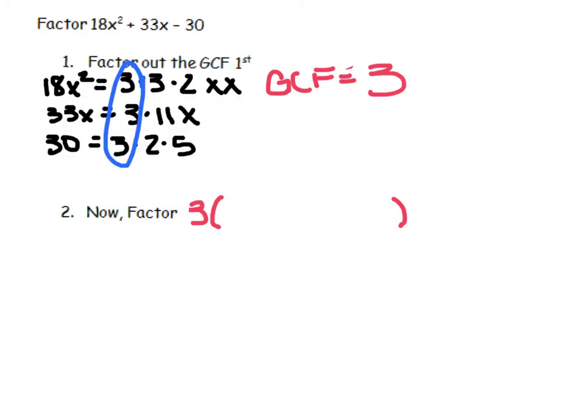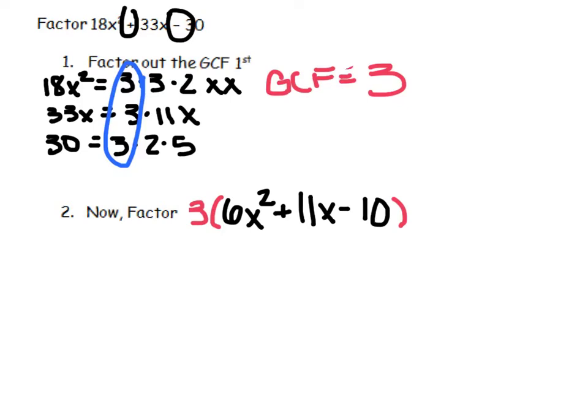Remember, what goes in the parentheses is everything we did not circle. So I didn't circle 3 times 2, which is 6, x squared, plus, get that from the problem, plus 11x minus 10. All right, now we're going to do what we did last class.